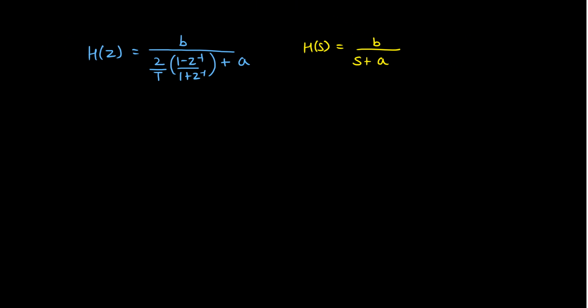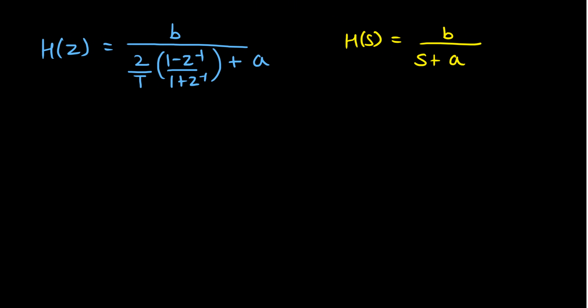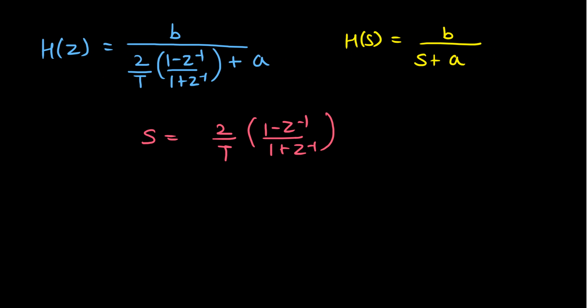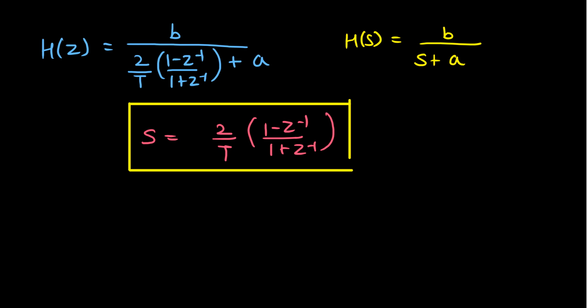If we compare these two expressions we can observe that this term, that is 2/T into 1 minus z inverse upon 1 plus z inverse, is basically equal to s. So the equivalence that we obtain is this s is basically 2/T into 1 minus z inverse upon 1 plus z inverse. So the mapping that we have here is s is equal to 2/T into 1 minus z inverse upon 1 plus z inverse, and this transformation is referred to as the bilinear transform.